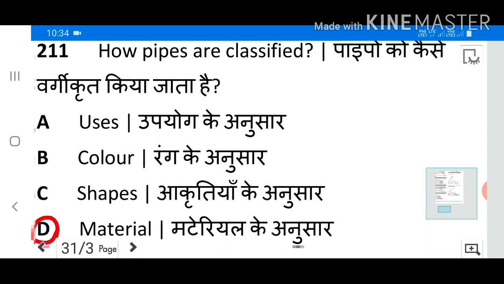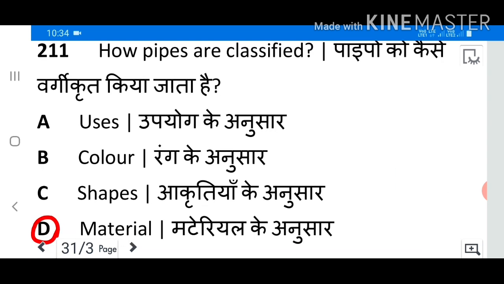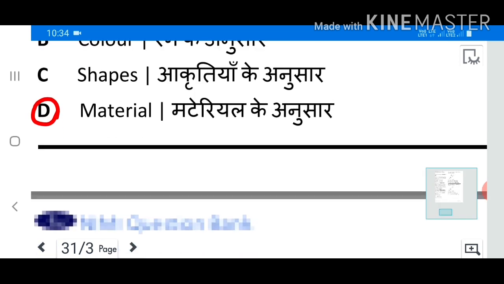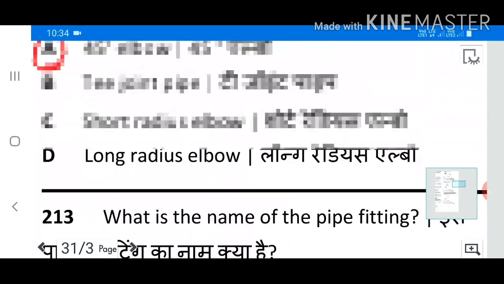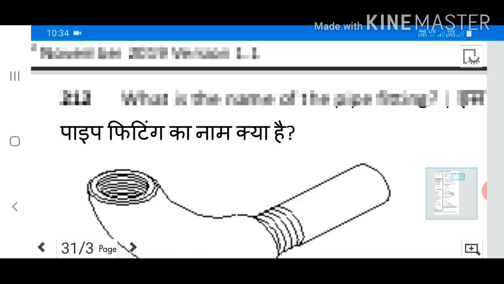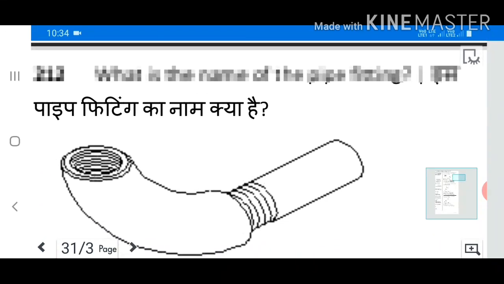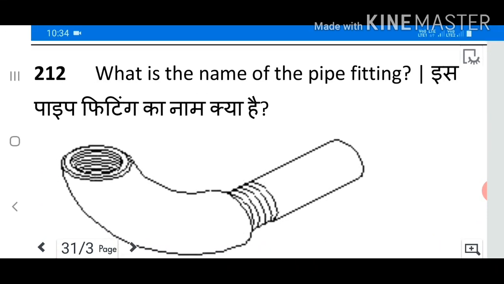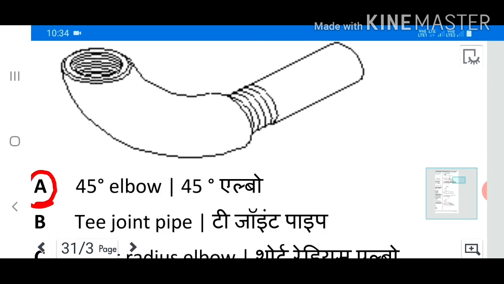211. How are pipes classified? Answer D. Material. 212. What is the name of the pipe fitting? Answer A. 45 degree elbow.